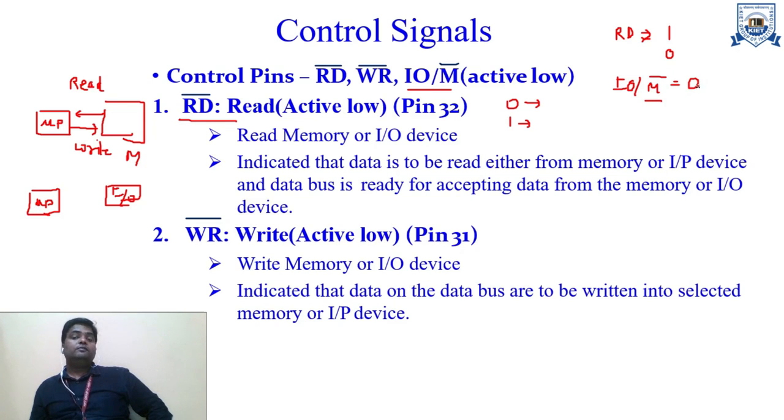So when the value is 0, whatever read or write operation is performed, that operation is performed through the memory. When this value is equal to 1, that means high. So IO, input output devices, is basically active high. That means read and write operation is performed through input output devices, that is IO read and IO write. When the value of this particular pin is 0, then read and write operation is performed through memory. So that is actually the meaning of this third pin.